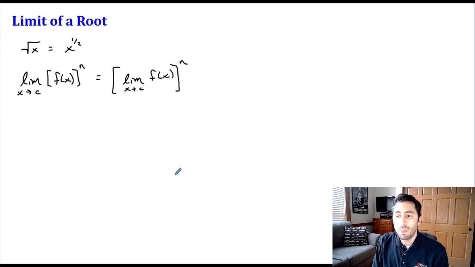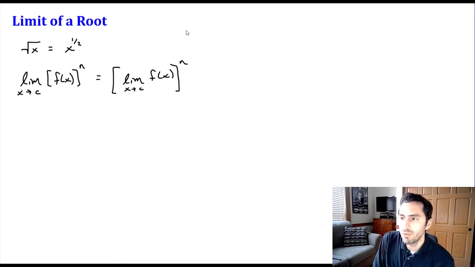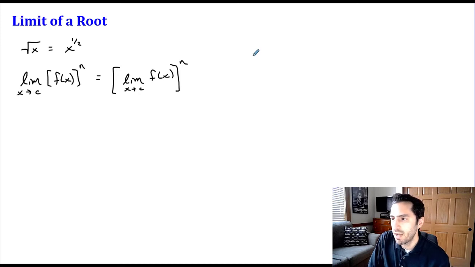So now, if I connect this to radicals, instead of having n be a whole number, if n was a fraction, I could still apply this property. Just to show you what I mean here, we'll show it in a couple steps. So let's say I have the limit as x approaches c, and let's say I have the square root of a function.